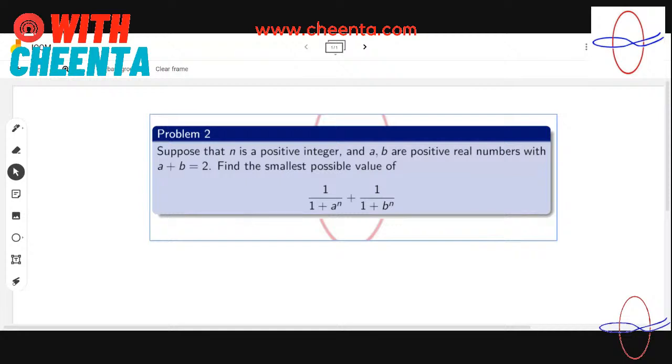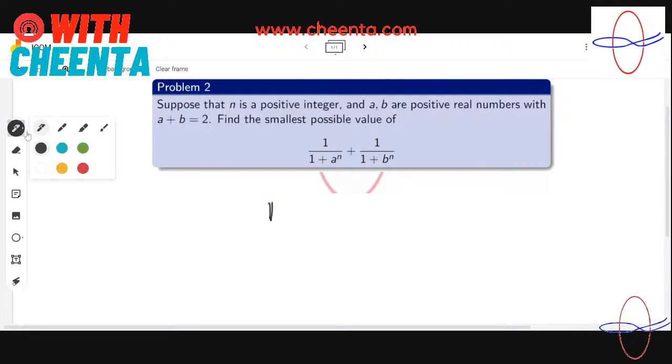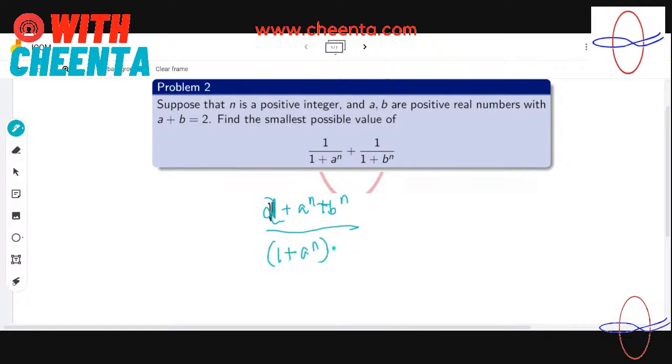Okay, so someone is trying to expand it. Let's do it. Expansion is a good idea because it gives us some way out. So let's try to do this expansion. If we expand, we get 2 plus a to the power n plus b to the power n, times 1 plus a to the power n, times 1 plus b to the power n.